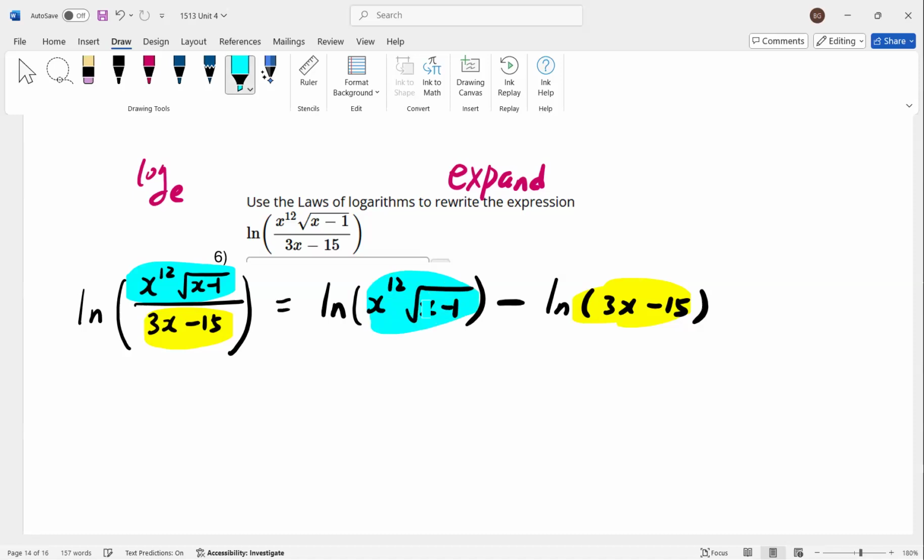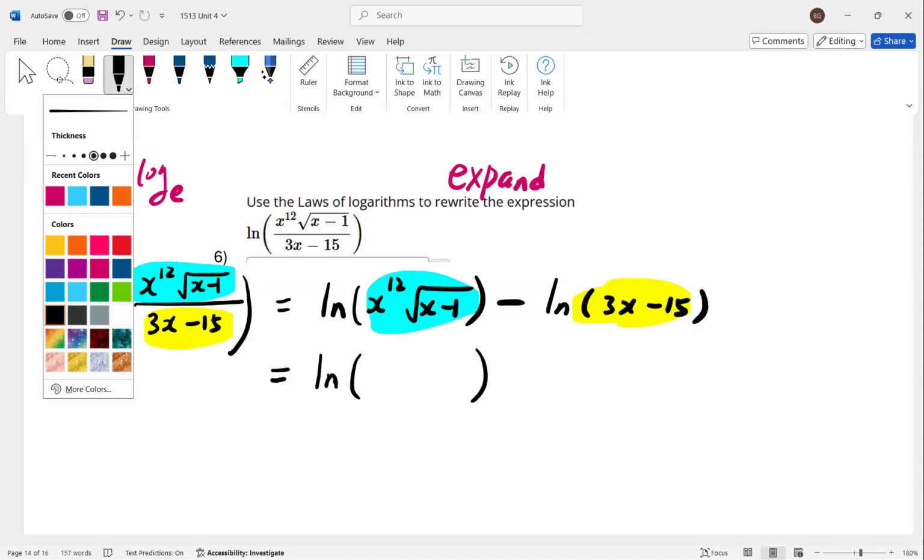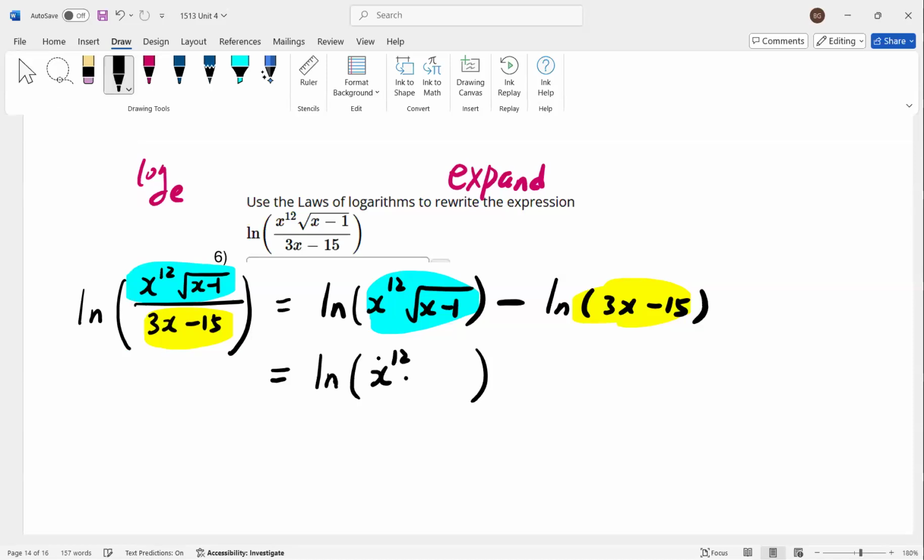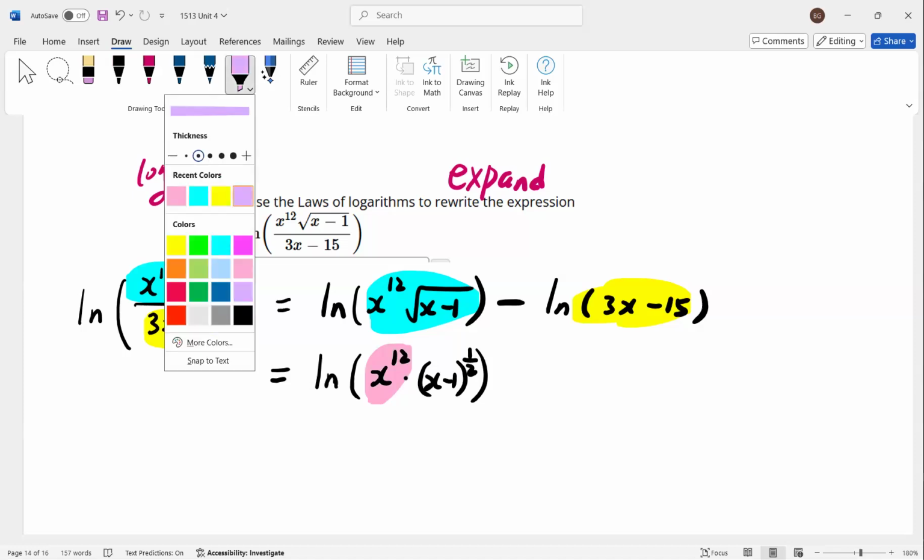Ln blue over yellow equals ln blue minus ln yellow. Okay, that's the step. Next, we are going to rewrite the blue argument. We can write that as x to the power 12 times x minus 1 to the power half. And I'm going to color them. This is pink and this is purple.